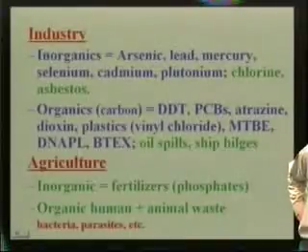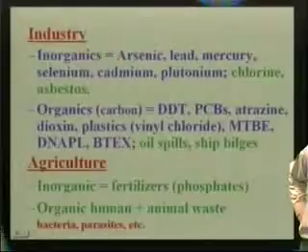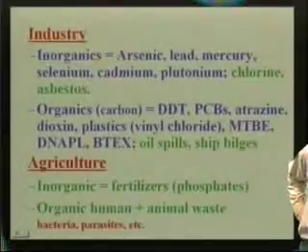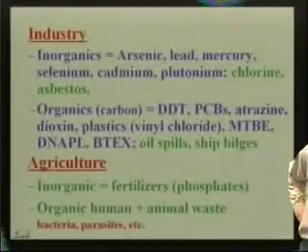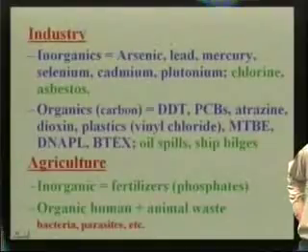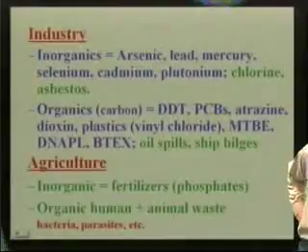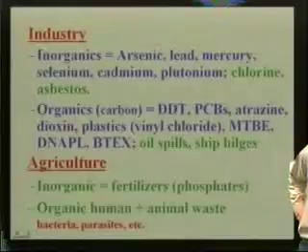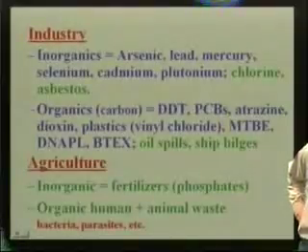Selenium, cadmium, and plutonium. These are pretty bad pollutants of the inorganic category. Now I've listed two others: chlorine, which is used in water treatment, and asbestos, which comes in a variety of needs and uses, whether we're mining the asbestos or putting it in buildings. Now we're trying to rip it all out and bury it.